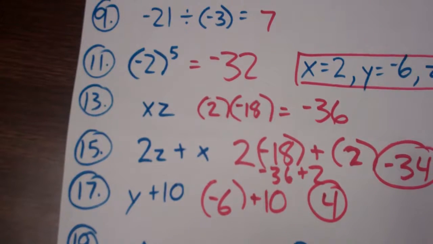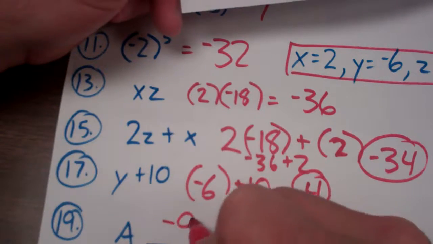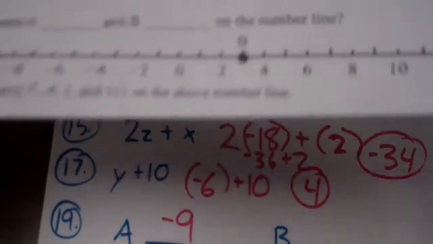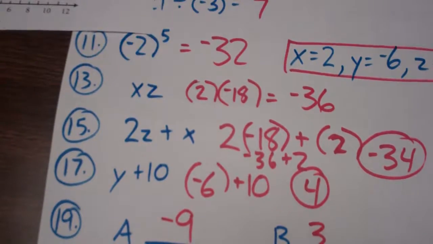And number 19, I'll show the number line here from the actual paper. It's hard to see there, so let me show you that a little bit closer. When I look at A, it's halfway between -8 and -10. So right there would be -9. And B is halfway between 2 and 4. So it's right there at 3. Just a little review on your study guide.